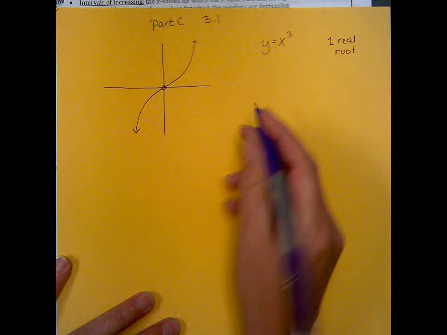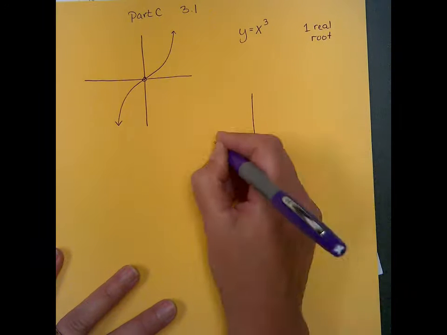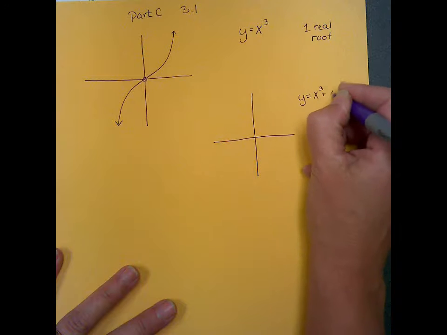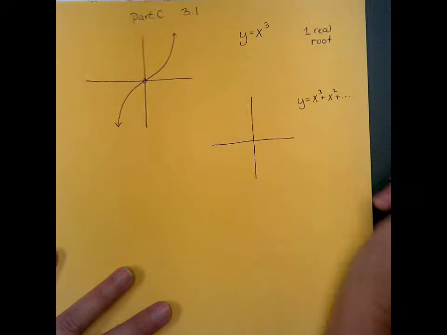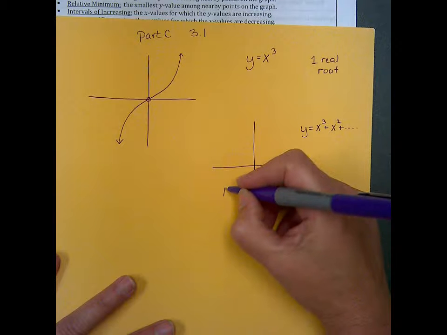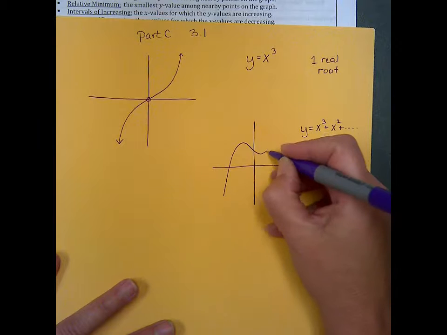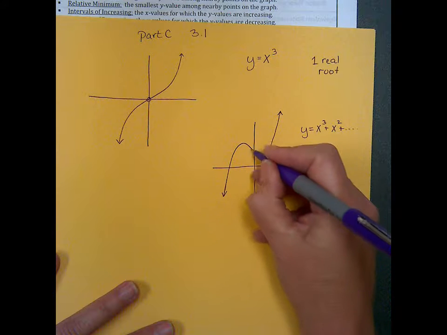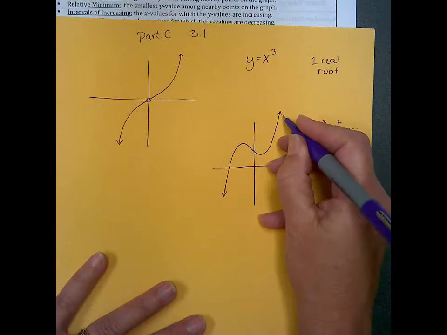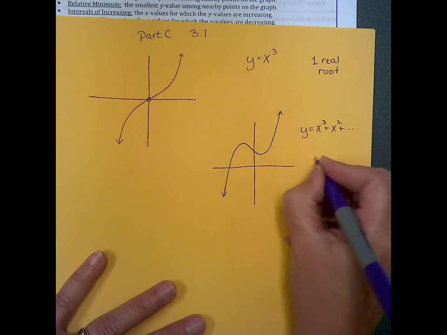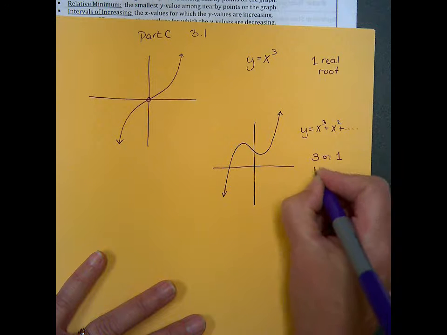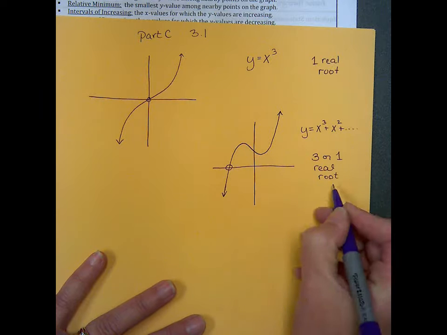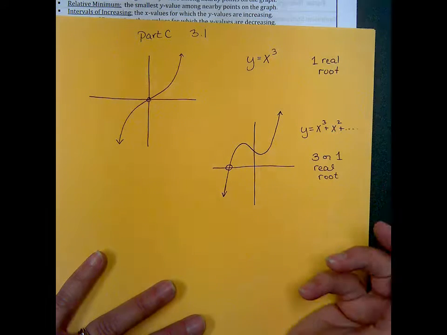But if I start making changes to that graph, like maybe add in some x squareds or x to the first, and other things there, it's going to start moving around. And it's possible that it'll have 3 direction changes. So a cubic is going to have 3 different directions and have 3 or 1 real root. So notice this one only has 1 x-intercept. The other roots are imaginary.